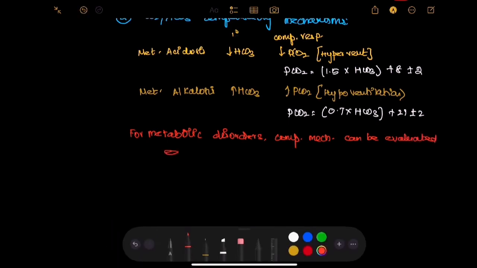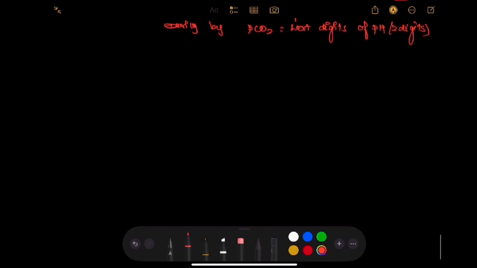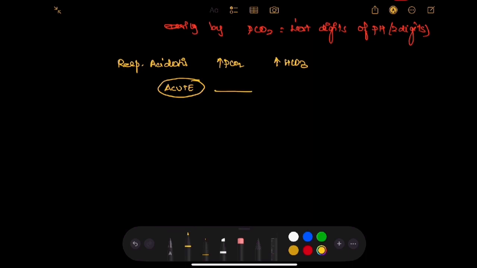For metabolic alkalosis, whether the compensation is undercompensated or correctly compensated, we have to identify, which can be easily done by PCO2 equal to the last 2 digits of pH. So if the pH is 7.47, then the last 2 digits of pH, which is 47, we can compare with the compensatory mechanisms. In case of respiratory acidosis, the primary defect is an increase in CO2 levels with a compensatory increase in bicarbonate, which is the secondary condition.